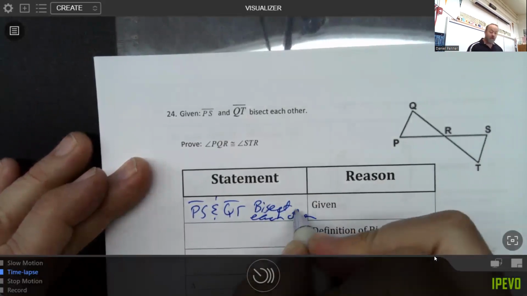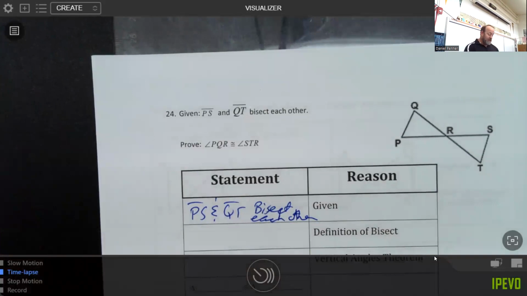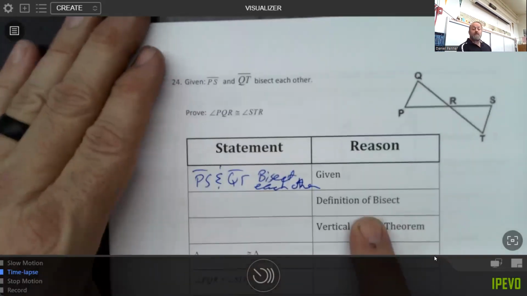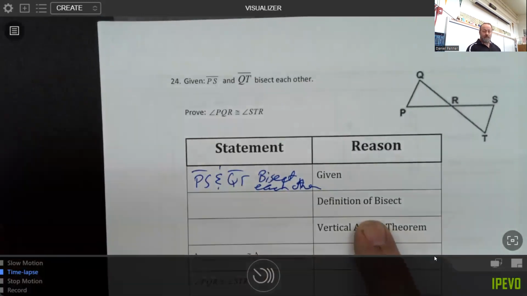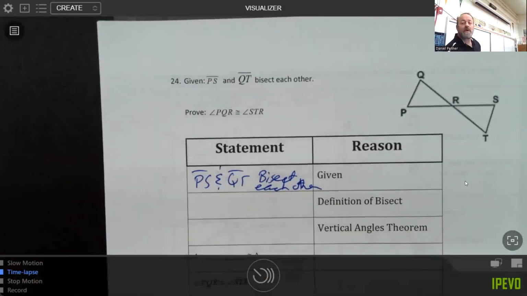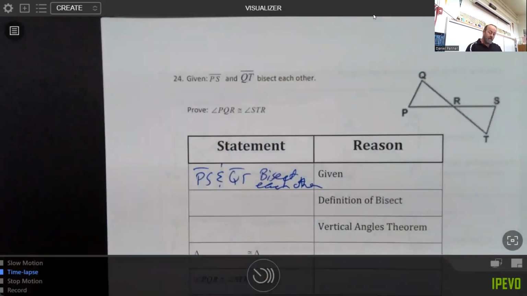Now, keep in mind, words have meanings. So the thing is by definition of bisect, we always want to use one of those fancy words. We'd like to follow that up with the definition of that fancy word. So if we have that fancy word, what does it mean? And to bisect is to literally cut into two equal pieces.